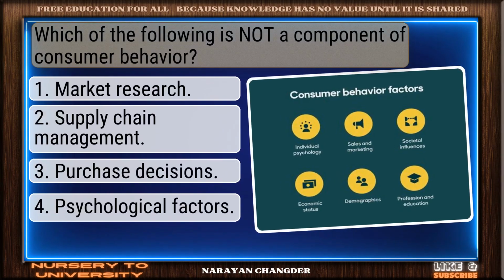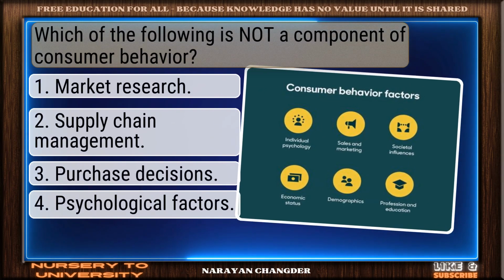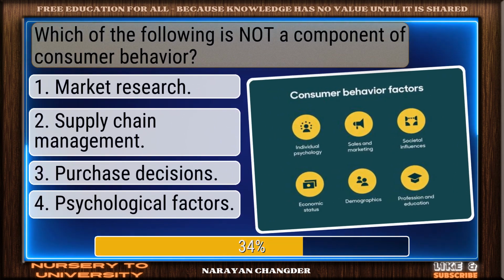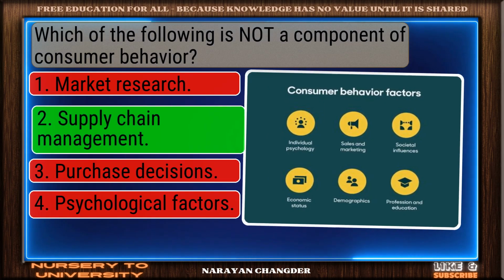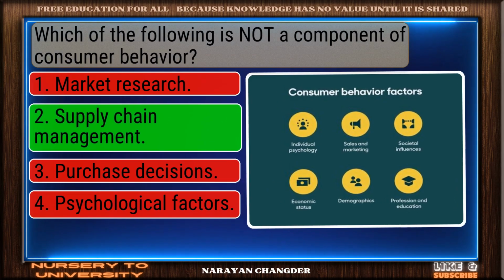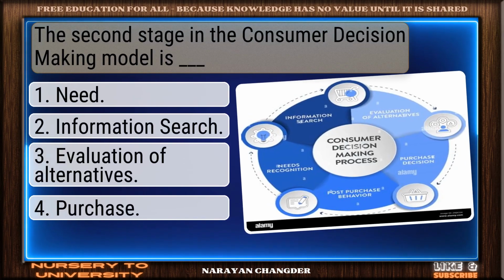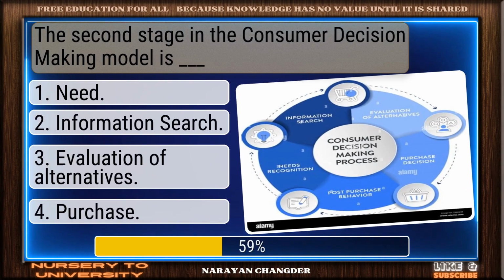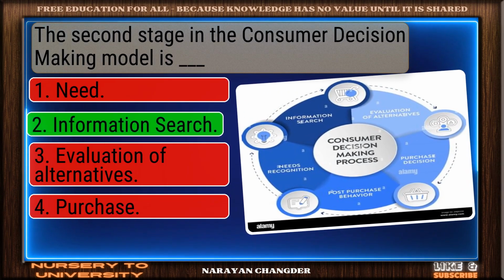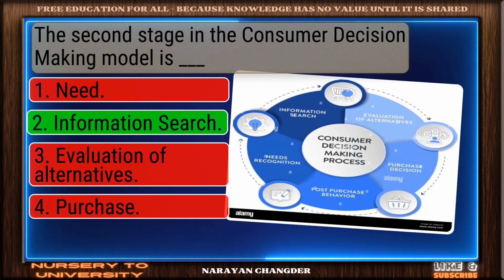Which of the following is not a component of consumer behavior? Sharp thinking, supply chain management is the right choice. The second stage in the consumer decision-making model is dash. Perfect. Information search is the correct choice.